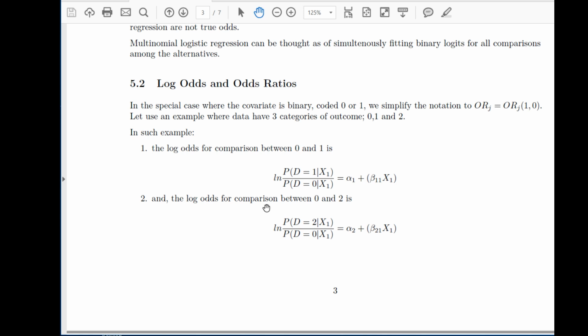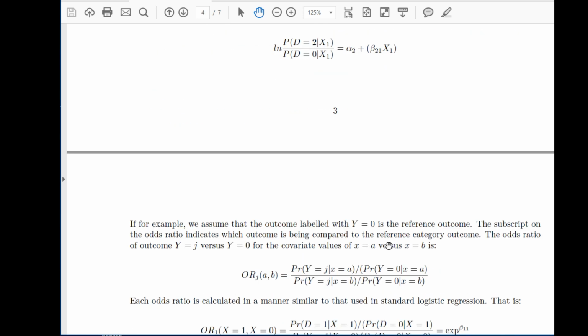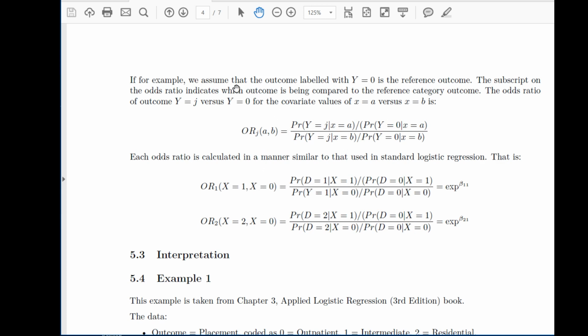Okay, now the log odds to compare between outcome 0 and 2 is log of probability of D equals 2 given x1 divided by probability of D equals 0 given x1, equals alpha 2 plus beta 21 x1. So if, for example, we assume that the outcome labeled with y equals 0 is the reference outcome, the subscript on the odds ratio indicates which outcome is being compared to the reference category outcome.